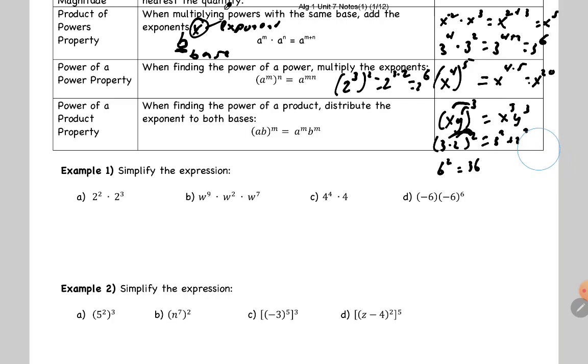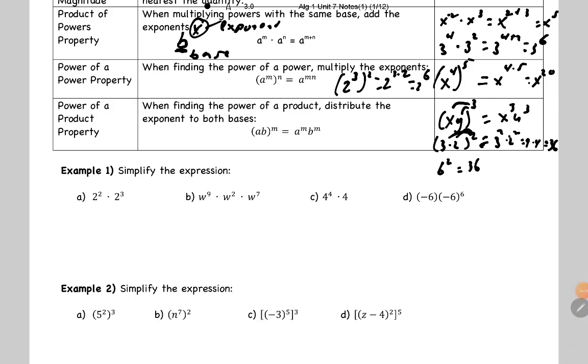Oh, I messed up. Sorry. So redoing this, we'll distribute the 2, so this is 3 squared times 2 squared, not plus. So that's 9 times 4, which is 36. All right, let's do some more examples.